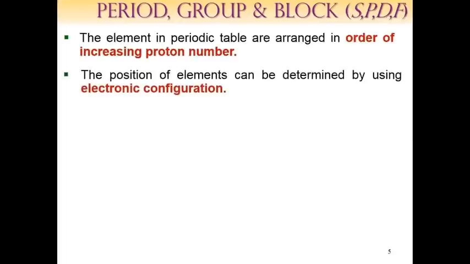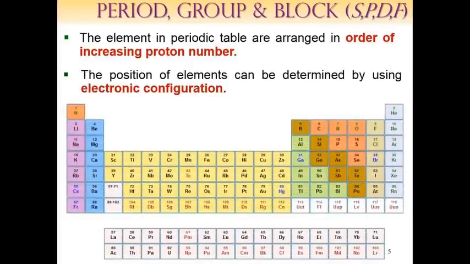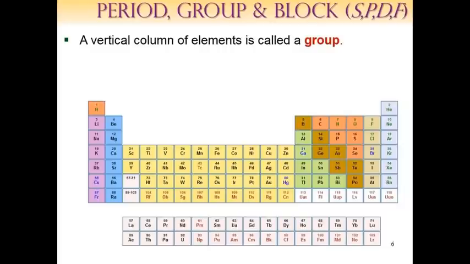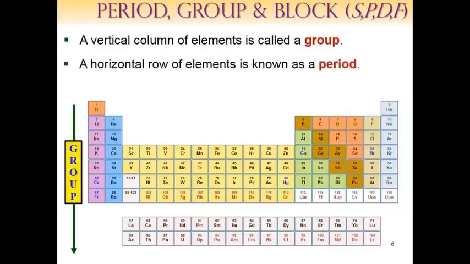How are the elements in the periodic table arranged? The elements in the periodic table are arranged in order of increasing proton number, and the position of an element can be determined by using electronic configuration. A vertical column of elements is called a group, and a horizontal row of elements is known as a period.